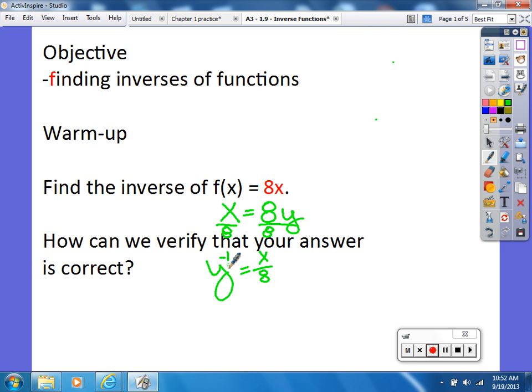How do I verify my answer is correct? Does anybody remember that from algebra 2? I don't plug in a number. That was a good idea, though. Okay. Here's how I do that. I need to check f of f inverse of x with f inverse of f of x.